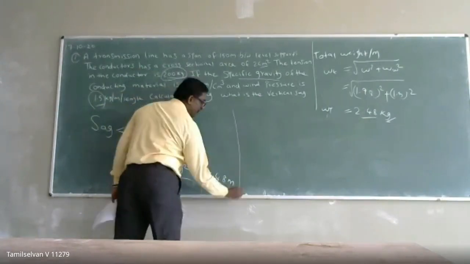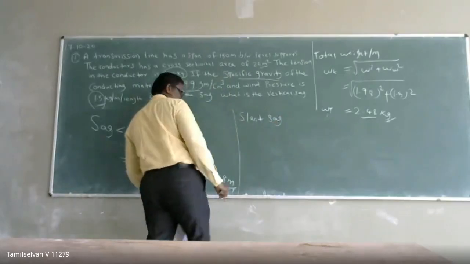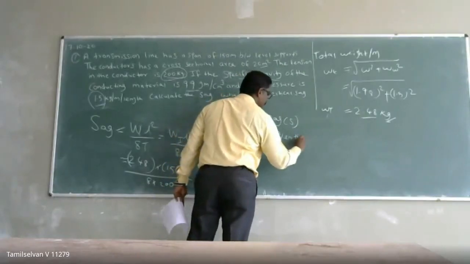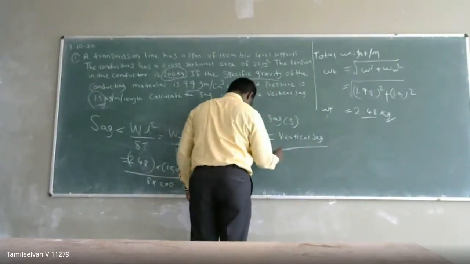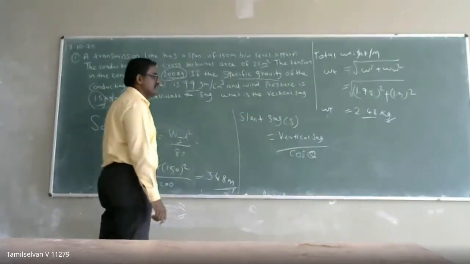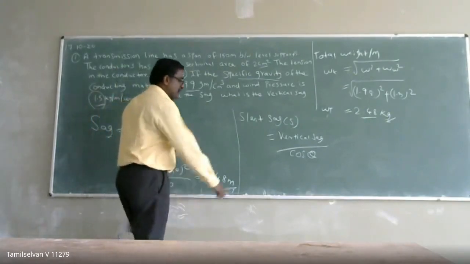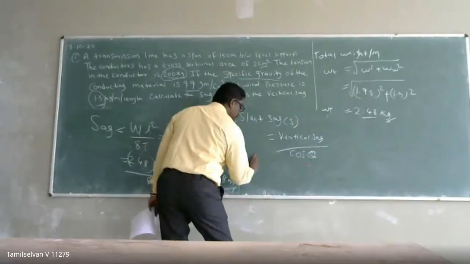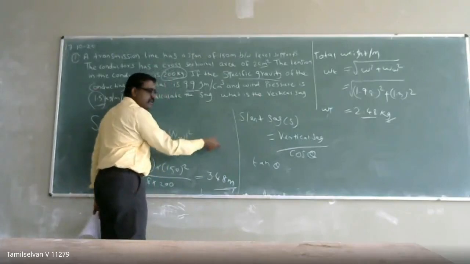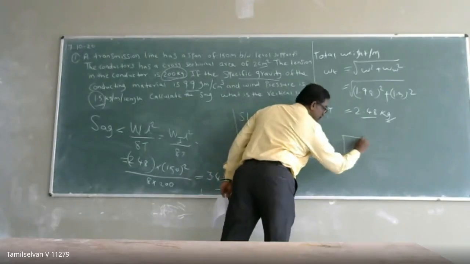Vertical. So vertical we are calling sag, plane sag. That is plane sag, nothing but S is equal to vertical sag by cos theta. Right? But if you want to have the theta, you have to calculate your tan theta. So tan theta, here I draw this one.